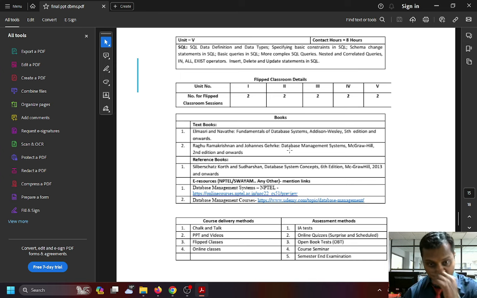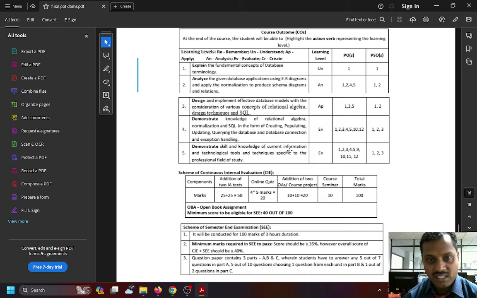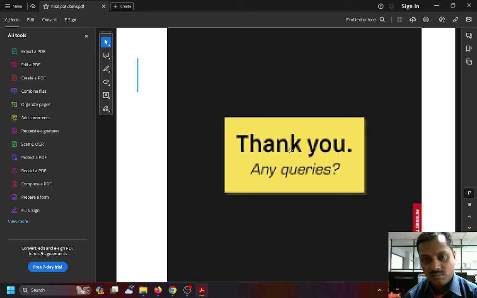Basically, we are going to follow Elmasri and Navathe's Fundamentals of Database Systems, fifth edition and onwards, or you can refer to Raghu Ramakrishnan and Johannes Gehrke's book, second edition or onwards. This is a very interesting subject. If you show the interest, we can proceed with this subject. Thank you. If you have any queries, you can ask me at any moment. Yes, thank you.